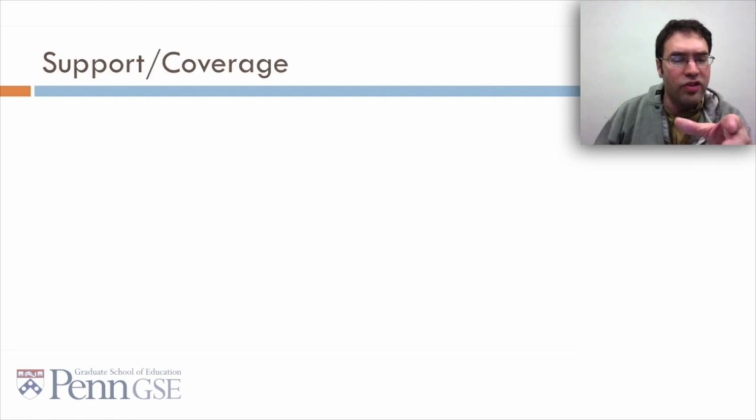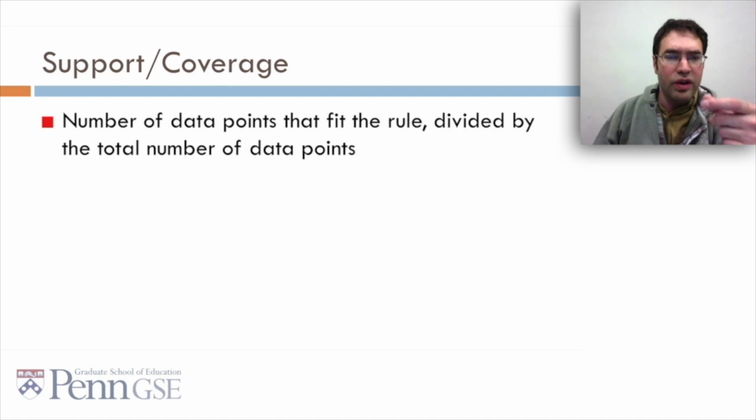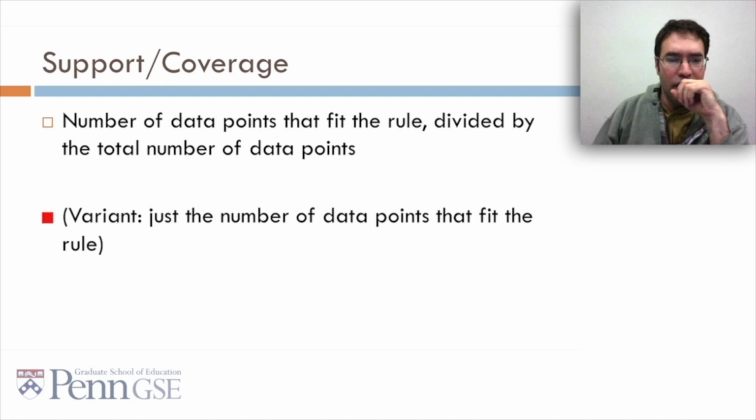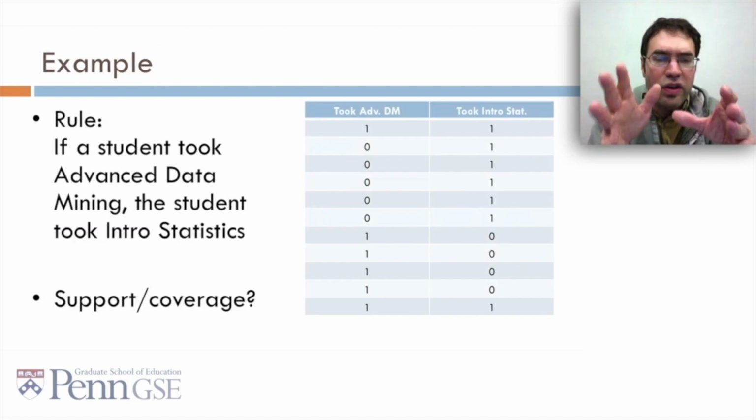Let's talk about support/coverage first, and I'm calling it support/coverage because it's called by both names in different papers. This is the number of data points that fit the rule divided by the total number of data points. A variant is just the number of data points that fit the rule. It actually isn't a big deal either way. So let's look at an example.